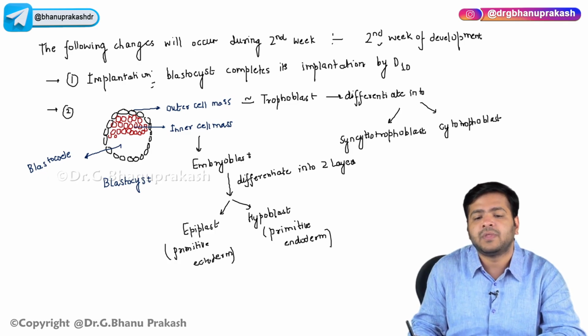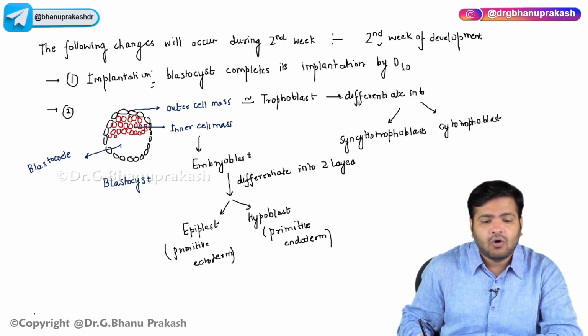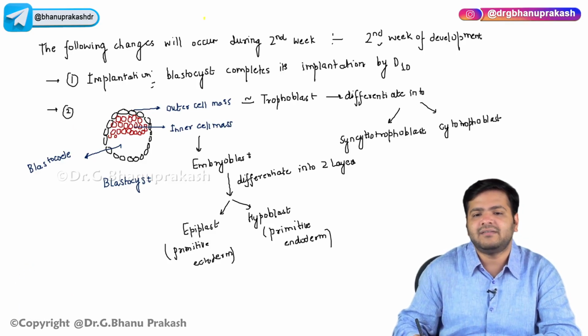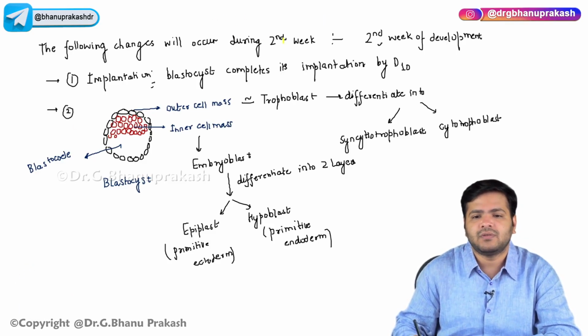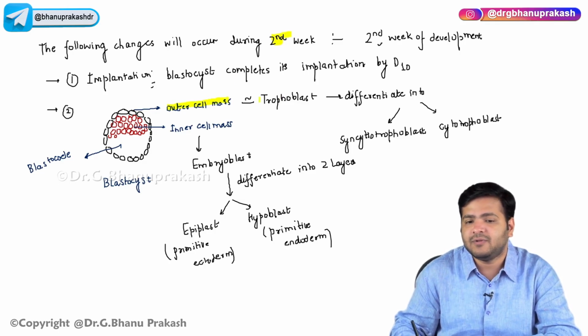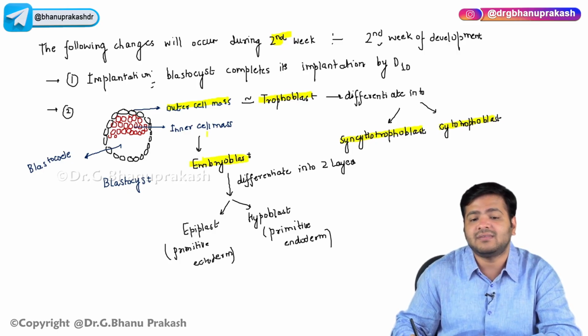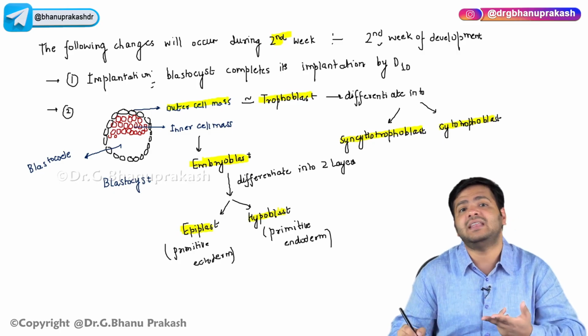So always remember, when we say second week, there is an easier trick to remember. Second means two. So two things are happening everywhere. The outer cell mass, the trophoblast, will differentiate into two layers, syncytio and cytotrophoblast. The embryoblast, the inner cell mass, will differentiate into epiblast and hypoblast, again two.